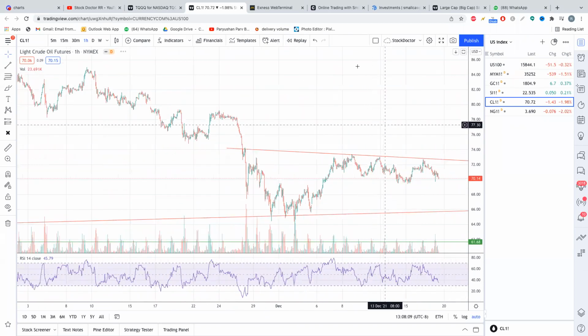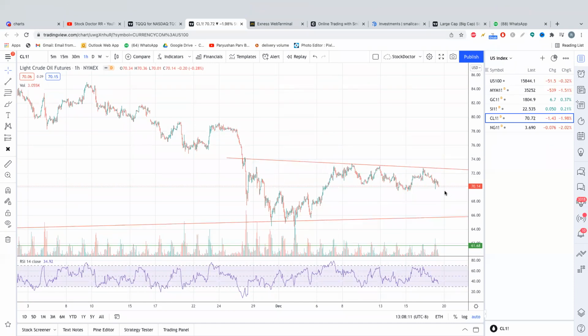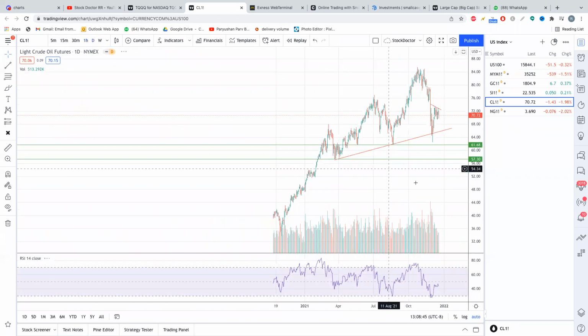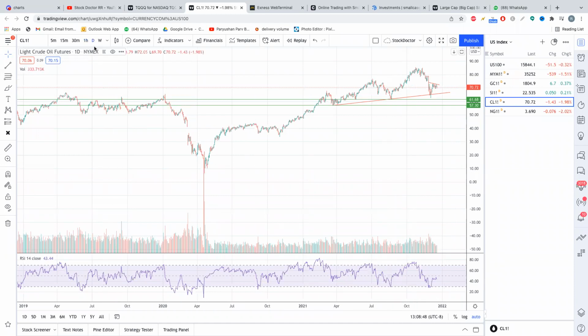Now it might come back to the 68 and 66 level. Now, when should we be bullish in crude oil? Once it starts trading above $73. Once it starts trading above $73, then high probability that crude will reverse from there and it might go back towards 76 and $78. But looking at the current market structure, the chart is showing us a downtrend.